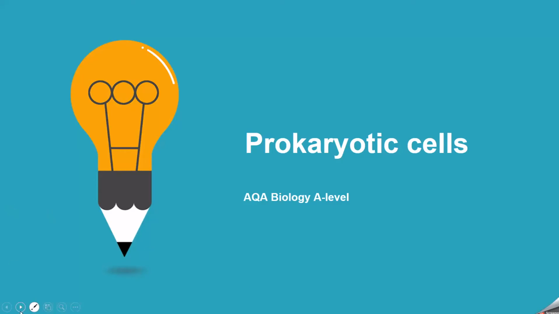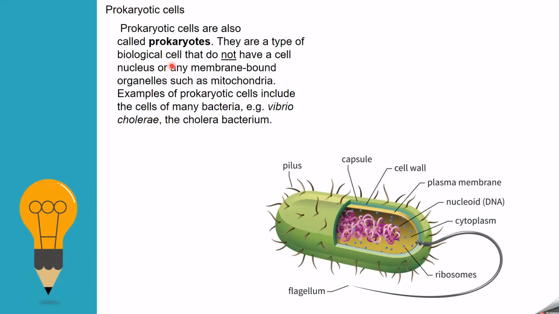So, we begin. Prokaryotic cells, also known as prokaryotes, are a type of biological cell that do not have a cell nucleus or a membrane-bound organelle. These two key points are very crucial about a prokaryotic cell that you must know. In the exam they'll probably ask you to compare eukaryotic and prokaryotic cells, and so you need to mention that they do not have a nucleus or any membrane-bound organelles.